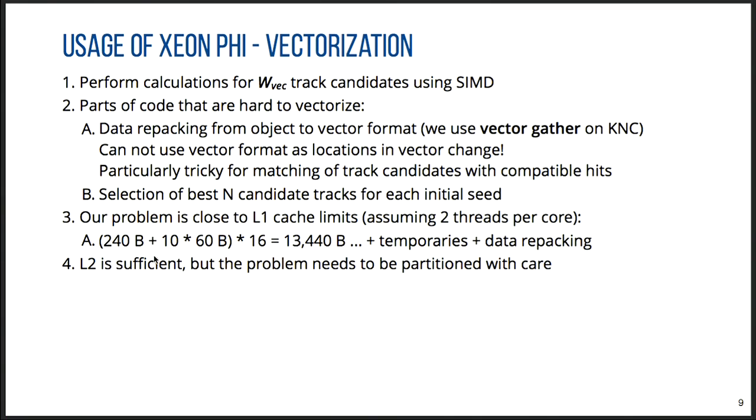The biggest problem we have is that we have to constantly switch between the vector format and back to the object format. The problem is that you have a vector and you pick the 3 best track candidates per initial seed, which means the rest you can dump. So it's constantly changing, you have to go back and forth, and this is very inefficient. Another big problem is L1 cache. If you look at our problems, you barely fit in L1 cache. This is why you probably see that on the KNC it scales very well up to the physical cores, and afterwards you start losing.